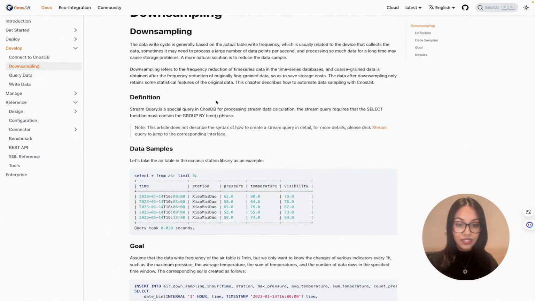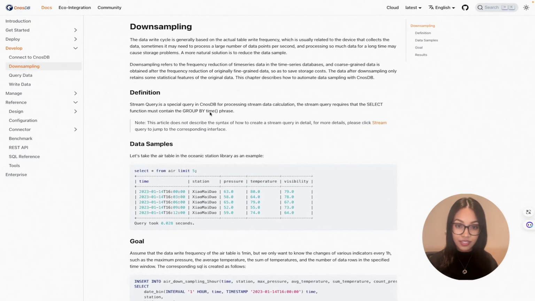And what about the string queries? String queries in CnosDB are special queries for processing string data computations. They achieve downsampling by performing related aggregate operations on the original string data, offering real-time, flexible, and efficient computation.